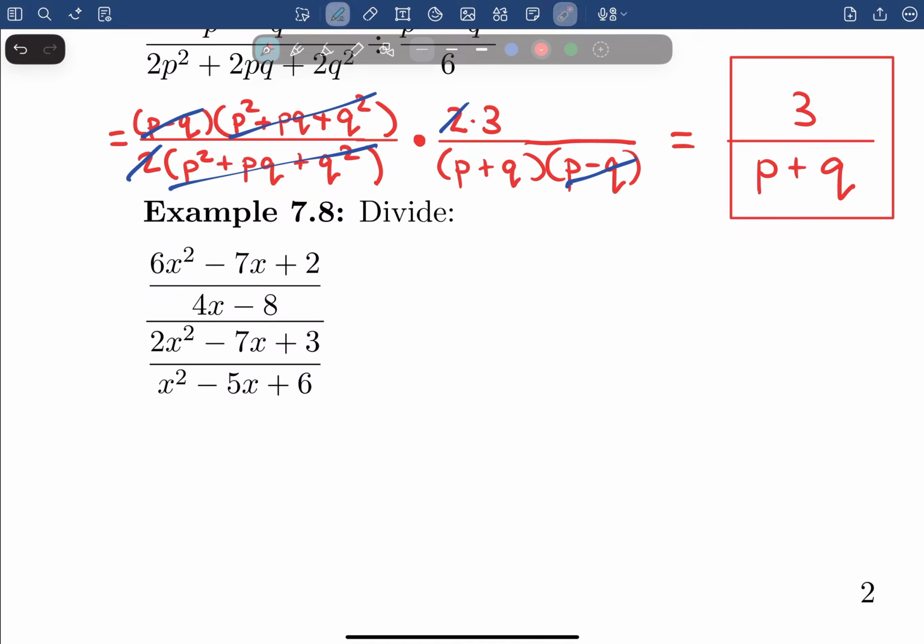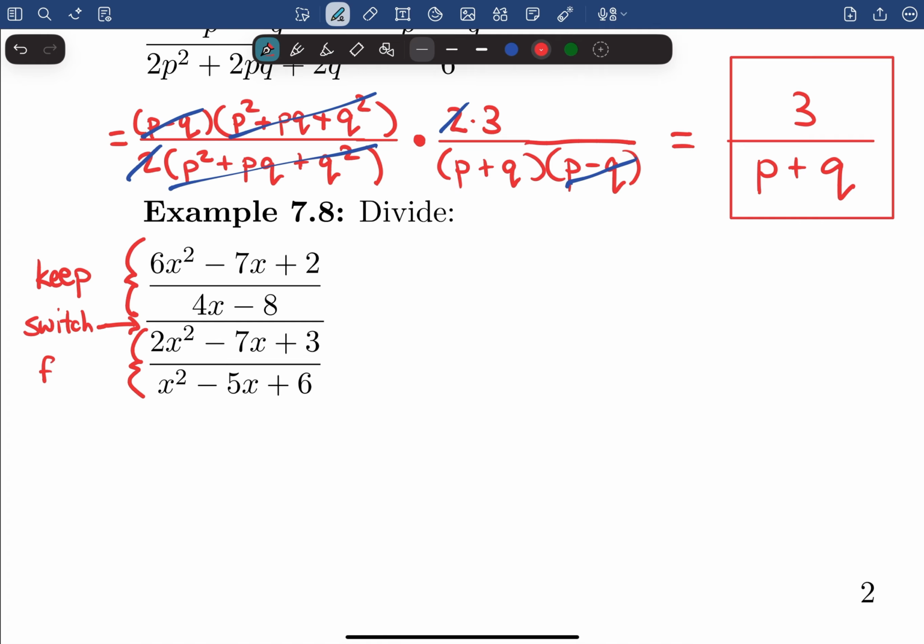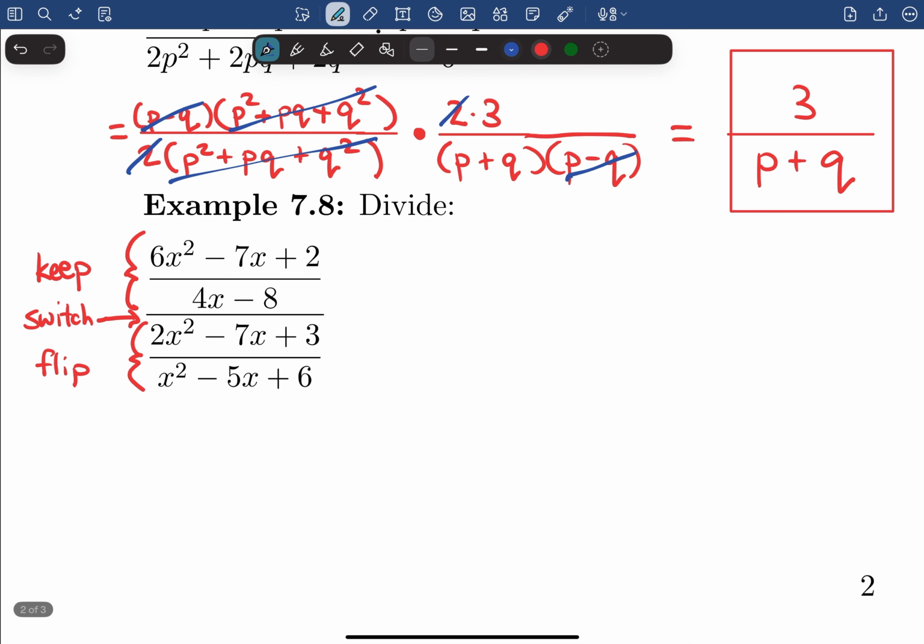And so the process is the same, though, because we're going to take this stuff and we're going to keep it. And then we're going to take this division sign in the middle of everything, and we're going to switch it. And then we're going to take this bottom stuff, and we're going to flip it. All right? And that causes this division problem to become a multiplication problem. And in fact, I'm going to also do one more thing. I'm going to factor as I go, okay?